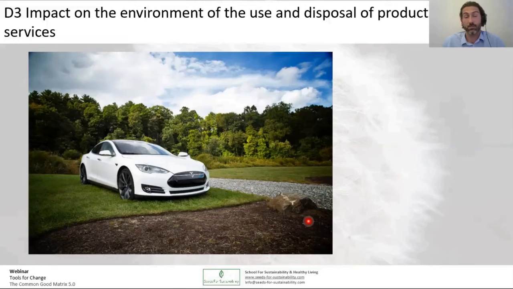Another way is the marketing. This would be another area of the D, ethical marketing, but I didn't choose that today. Today I wanted to think more about the usage of the product, and then we see here a picture of a Tesla car, and highly celebrated.